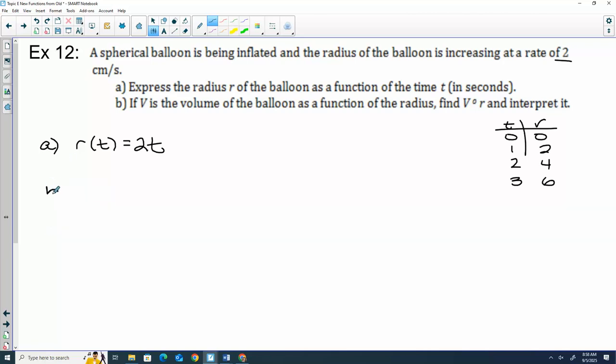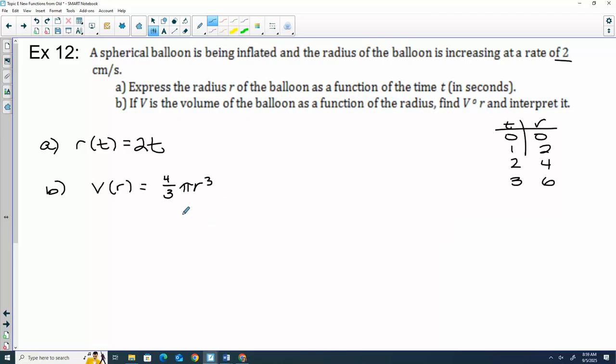Right, part B. If V is the volume of the balloon as a function of the radius, find V composed with r and interpret it. Alright, so in general, does anyone know the volume of a sphere? Four-thirds pi r cubed. I would give you that formula if it came up on a test or quiz, so I won't expect you to memorize it. But that is how the volume of a sphere is found. You guys know what a sphere is, right? Just like a ball. So that's how we find our volume.